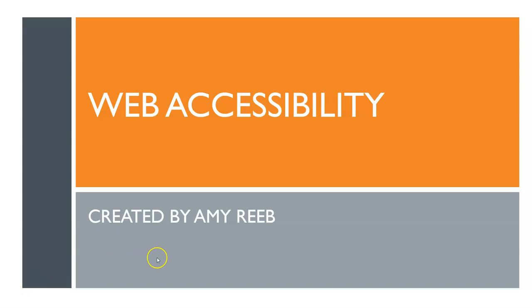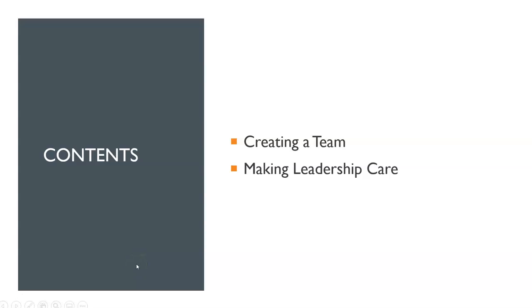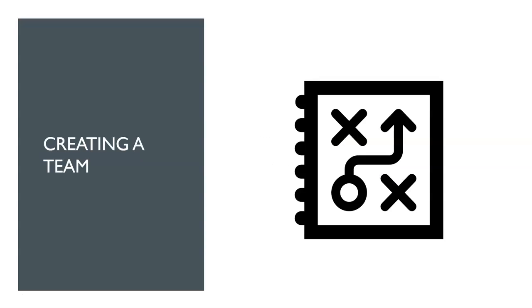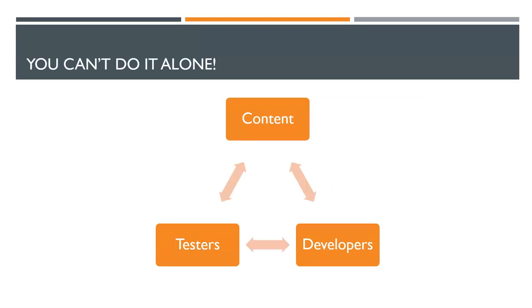The main topics that we'll be covering are creating a team and actually making leadership care about digital accessibility. So first off, how do you create that ultimate team that's going to help you move forward and get to where you want to go?